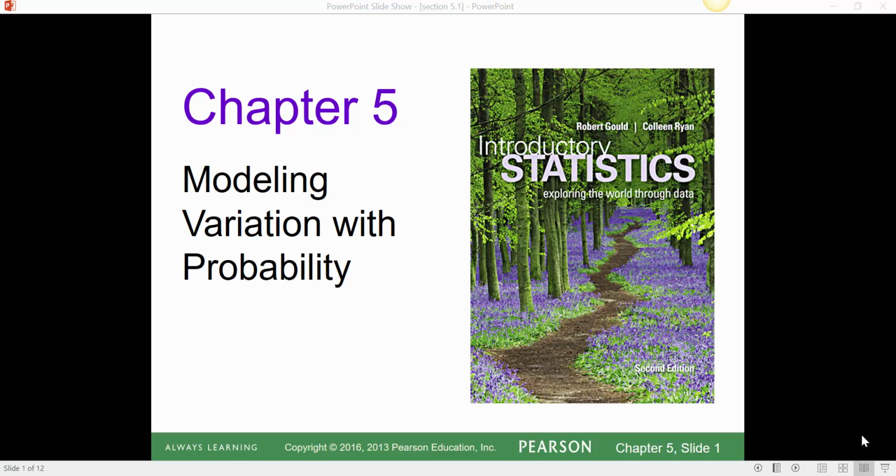Alright guys, so we're ready to start chapter 5. So now we're going to start talking a little bit about probability. Chapters 5 and 6 both deal with probability. Chapter 5, and this will be the last chapter before the midterm, is titled Modeling Variation with Probability.